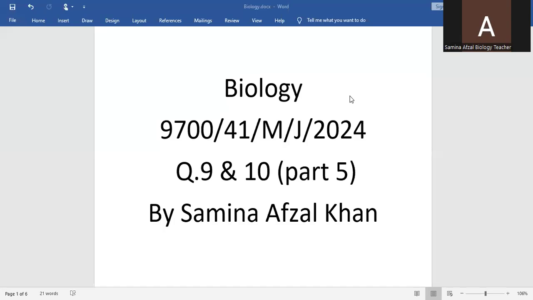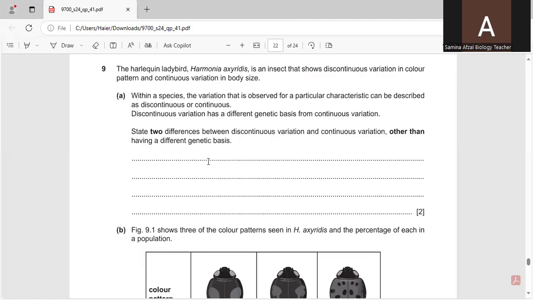Biology 9700, paper 4, variant 1, May June 2024, question number 9 and 10. Question number 9: the hurricane ladybird Harmonia axyridis is an insect that shows discontinuous variations in color pattern and continuous variations in body size.